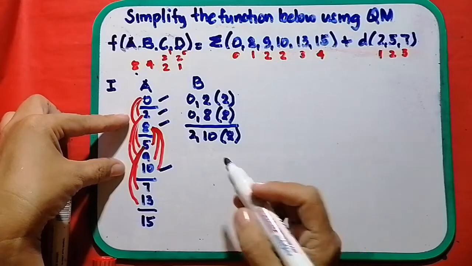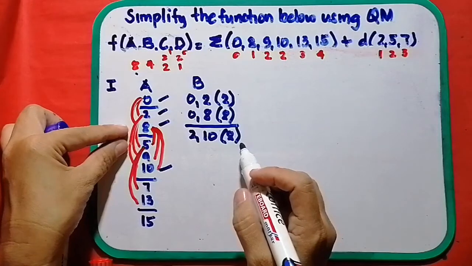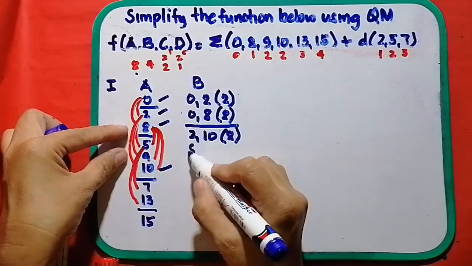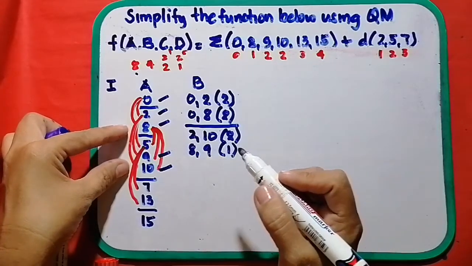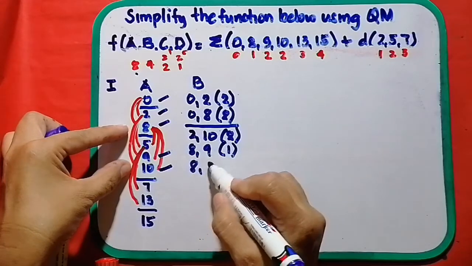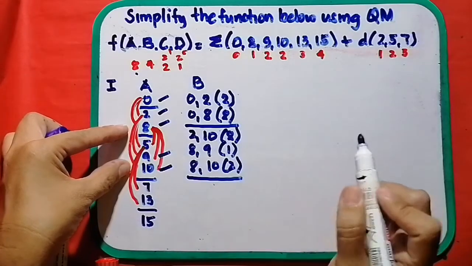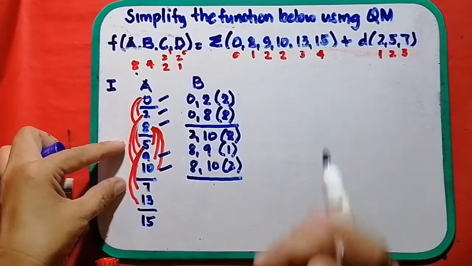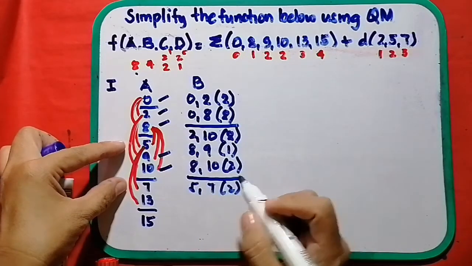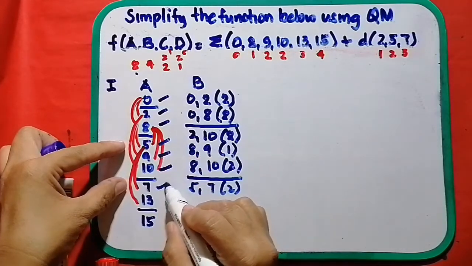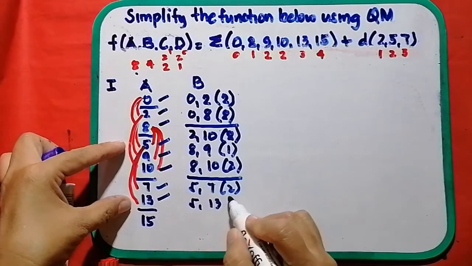Then, we proceed. We go now to 8. So, 8 minus 5, 3. Cannot be. 8 minus 9 is 1. So, 8, 9, a difference of 1. Put a tick mark. Then, 8, 10. 8, 10, a difference of 2. Since we're done, we put a dividing line. Next, we proceed with another two groups. So, 5 minus 7 is 2. 5, 7, a difference of 2. So, put a tick mark. Okay? So, 5, 13 is 8. So, 5 minus 13 is 8.